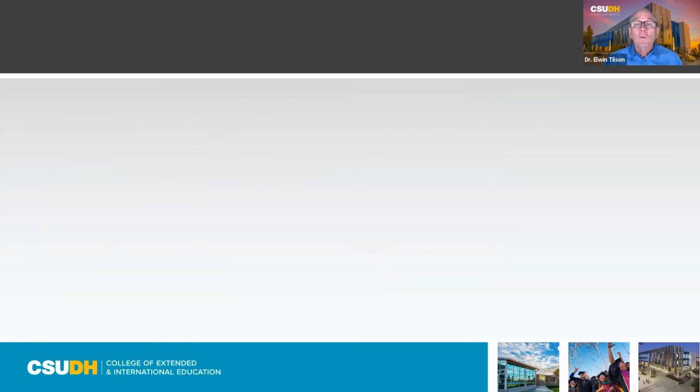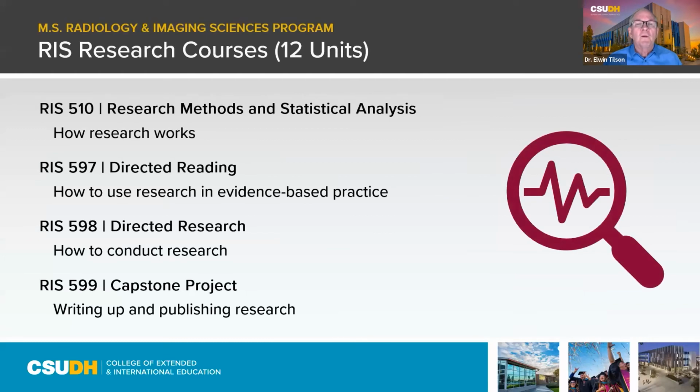When we look at the research courses, fundamentally what we're doing is we first of all start out with a course that says this is how research works, and we talk a little tiny bit about statistical analysis, but just a tiny bit. And then we help students understand how to find current literature about what is best practices and what's going on, how to read it, how to implement it, and then how to use that information to help design a research project for the capstone. And then finally, to write that up in an article that is of publishing quality.